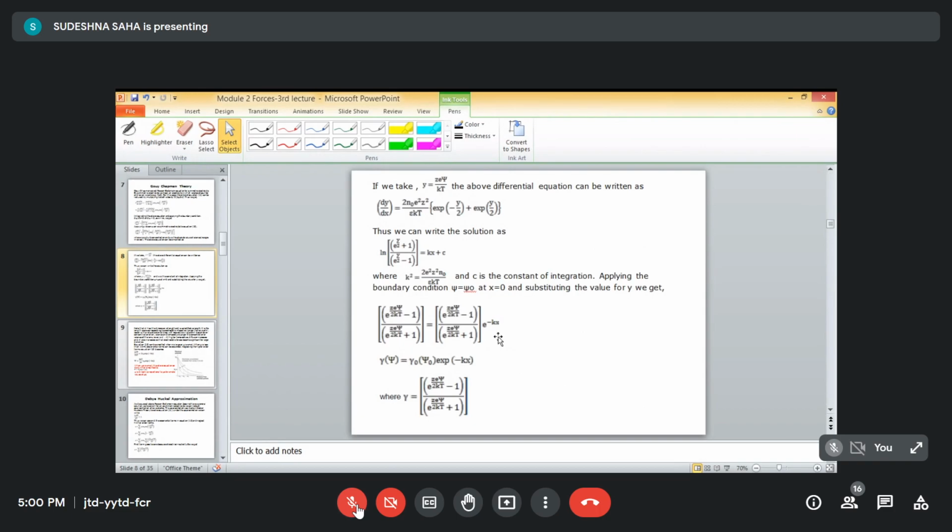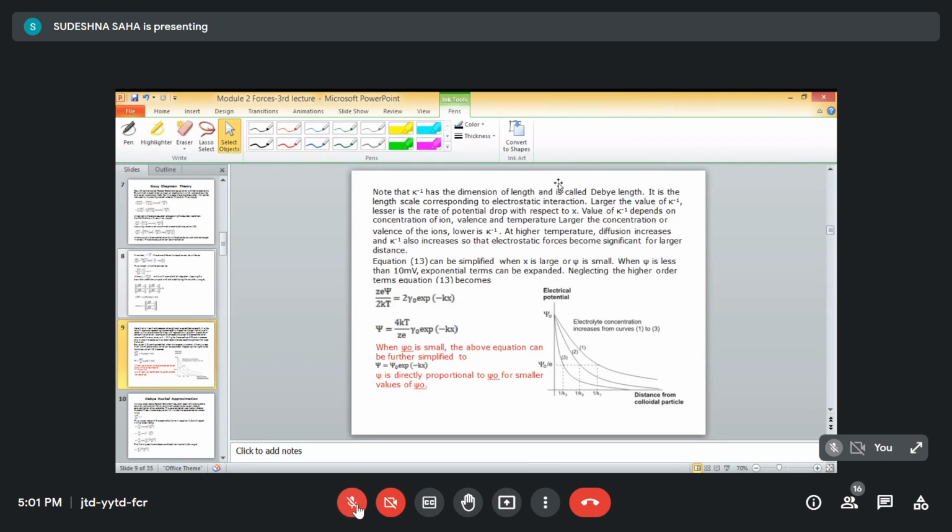Okay, so if you look at this equation over here, you see that there is a minus k term here, also k is there, right? This minus k inverse is basically known as the Debye length, which is having a unit of length, and that is basically known as the Debye length. It is basically the length scale corresponding to electrostatic interaction.